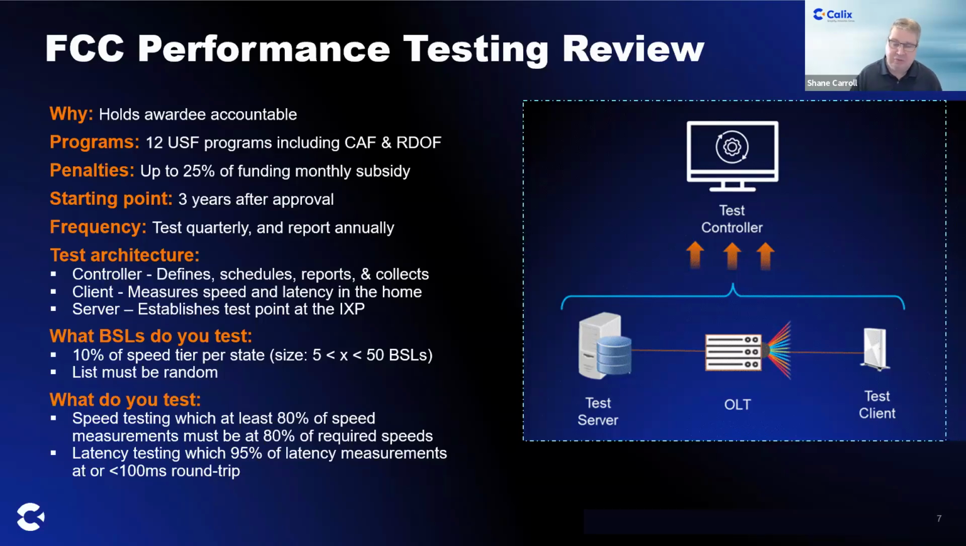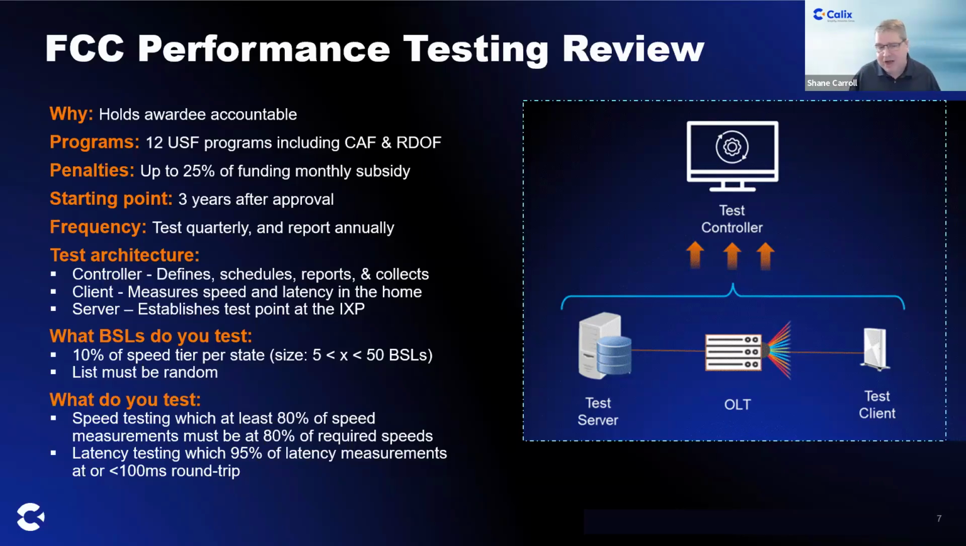What it did is it really allowed them to hold providers accountable to all of the systems and processes that are out there. This is across many different programs, from CAF, CAF2 to RDOF, all of the fun things. And the penalties were up to 25% of the funding monthly subsidies. That's a lot of dollars that were at risk. It started 3 years after the approval, and you had to test quarterly and deliver results annually. That meant testing one week during that quarter and delivering those results to your upstream entity.